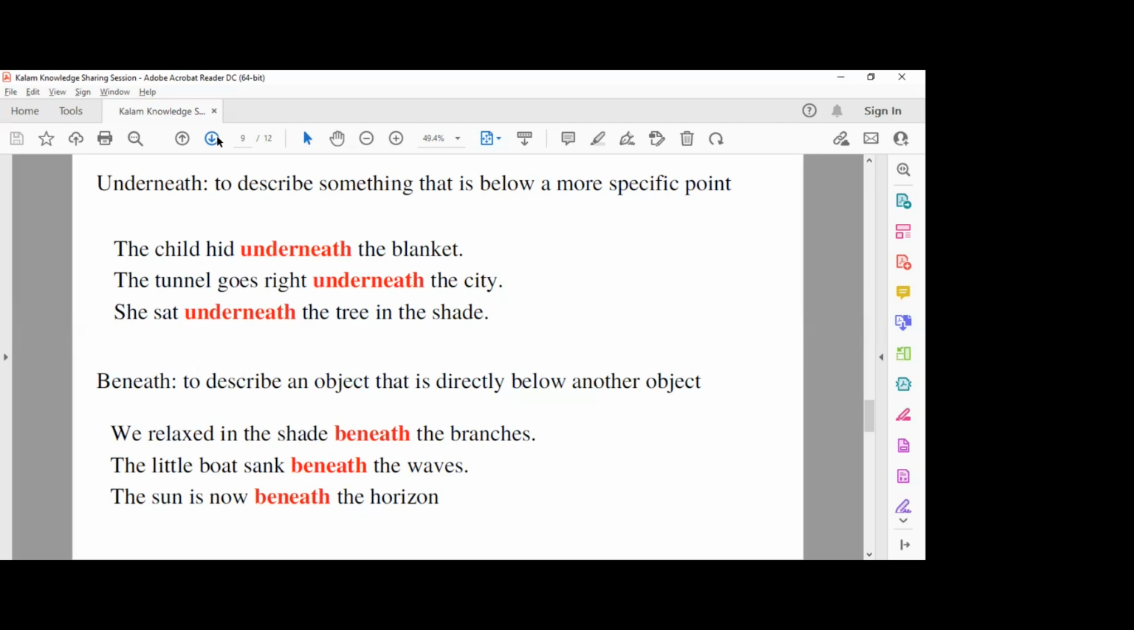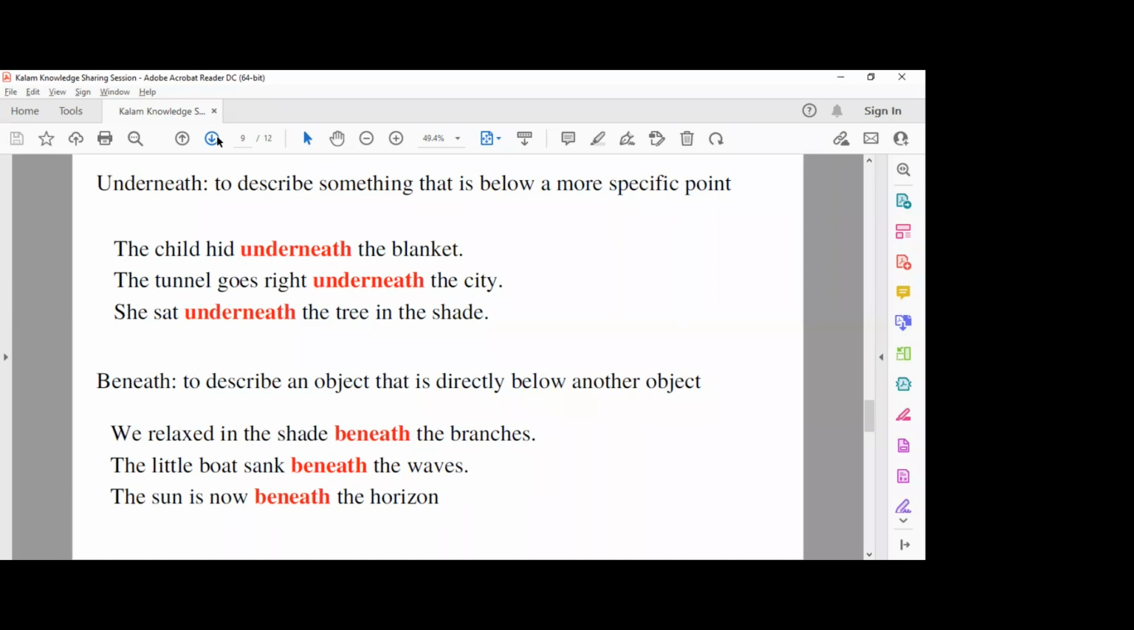Next one is she sat underneath the tree in the shadow. In the sentence, if we say she sat under the tree, it is not mentioning the tree only. It is pointing out the specific point, in the shadow, in the shade. So in that case it is specifically mentioning the shade. So here we have to use underneath.